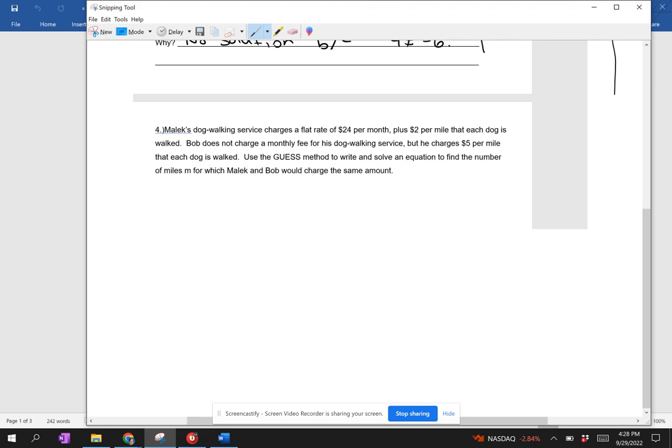Now, number 4, we have Malik, who is charging $25 a month, and then plus $2 a mile. And then we have Bob, who is just charging $5 a mile. Our unknown is amount of miles for them to be the same.